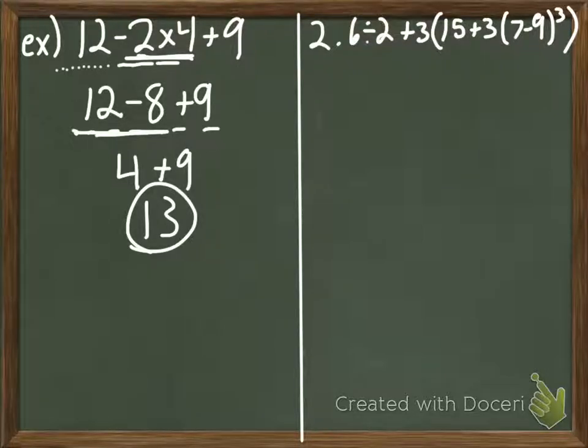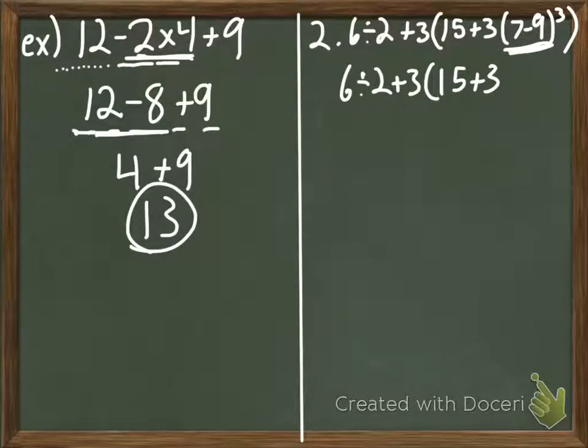Now this one is a bit more complicated. So we look, I see as I go left to right I see division, but I keep going and I see I have parentheses. And then within my parentheses I have more parentheses. So I'm going to rewrite this. And then when I hit this parenthesis, it's 7 minus 9. Well, 7 minus 9 is -2. So I get -2 to the third.